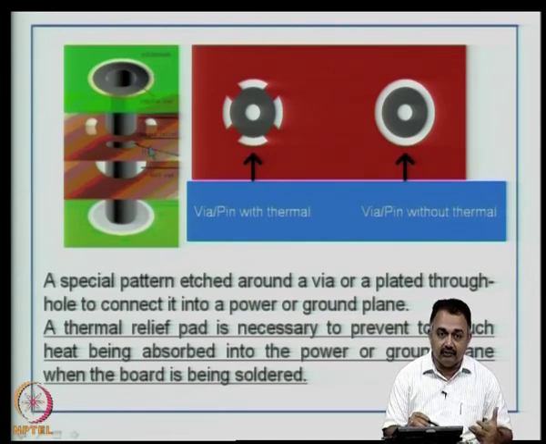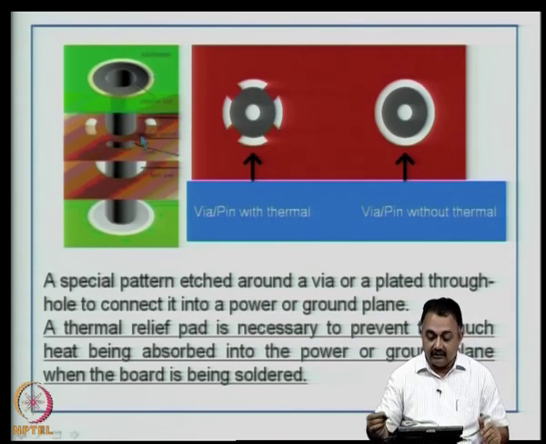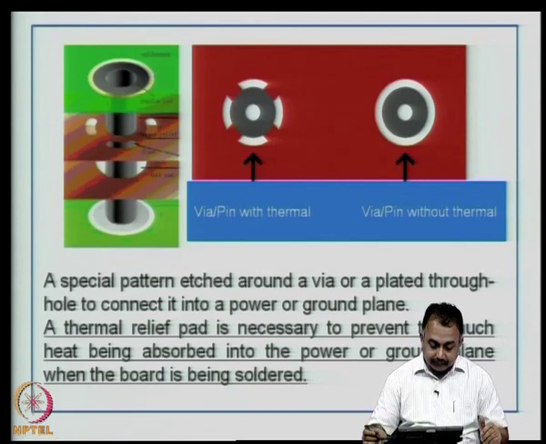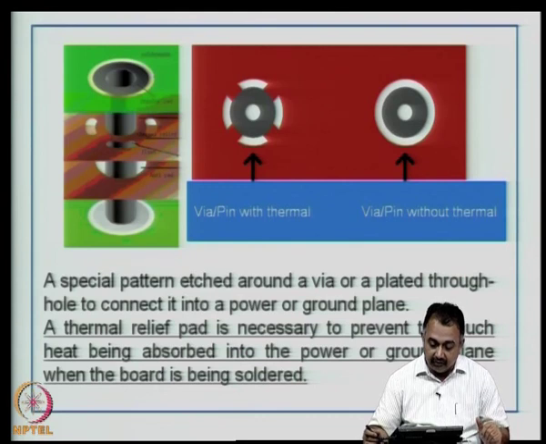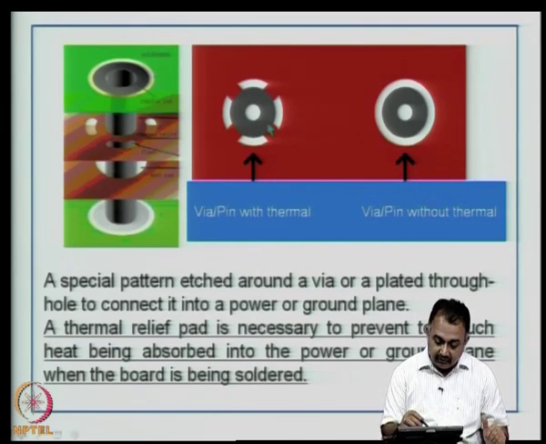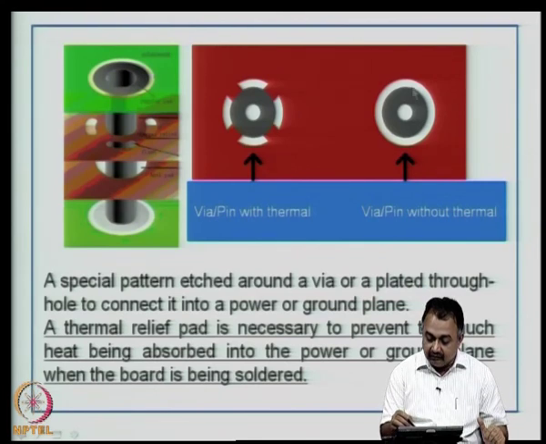Therefore, to prevent that kind of situation during manual soldering, you provide this thermal relief, so that the heat that is absorbed is not too much and heating takes place quickly to melt the solder and enable good soldering and get a wet solder for your component. You do not want to spend too much time on your soldering process. This is the picture that shows a via or a pin with thermal relief, and this is without thermal relief.